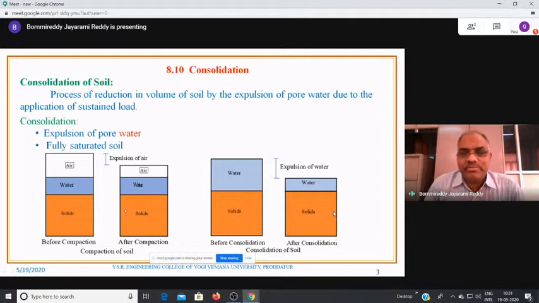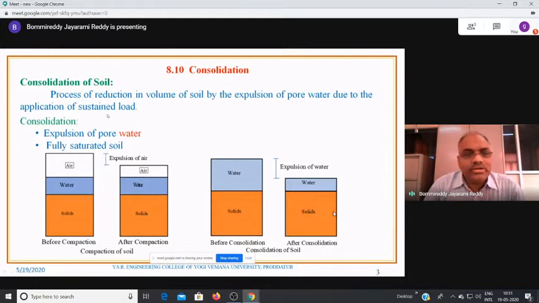in different means. In case of compaction of soil, it is achieved by means of expulsion of air from the soil. Whereas in case of consolidation, it is reduction of volume of the soil by means of expulsion of the pore water. Just look at the definition: consolidation of soils is the process of reduction in volume of soil by the expulsion of pore water due to the application of sustained load.